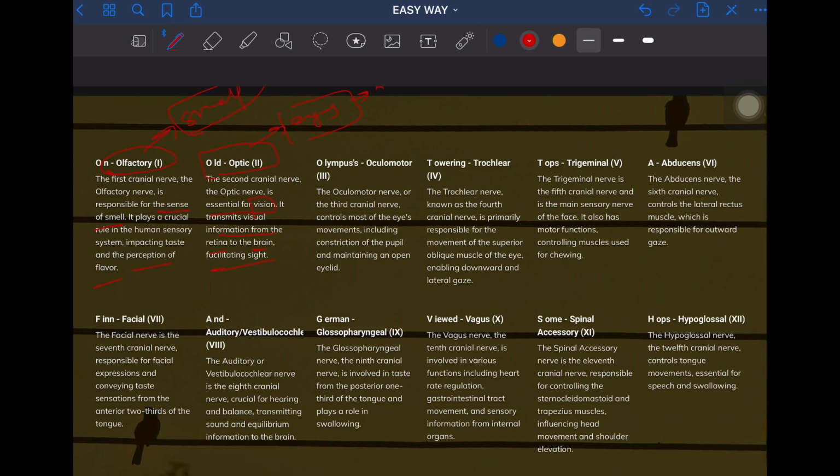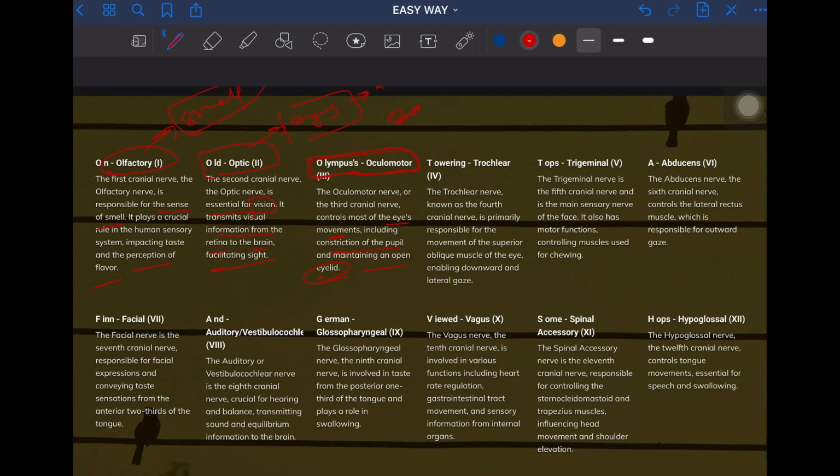So third is oculomotor. It is the third cranial nerve and controls most of the eye movements, including constriction of the pupil and maintaining the eyelid. Constriction of the pupil: the small black spot in the eyes constricts and enlarges. So that movement is managed by the oculomotor nerve.